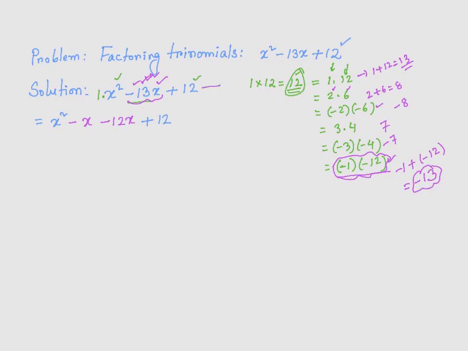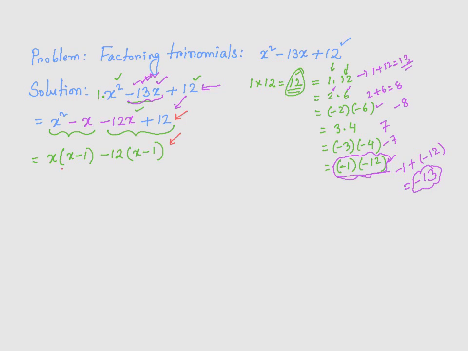In the process, I have taken a trinomial and converted it into a quadrinomial, and now I am going to group them. So basically I'm going to create a first group and a second group. In the first group, I could factor out an x, that's going to give me x minus 1. In the second group, I could factor out a negative 12, that's going to give me x minus 1. So in essence, I have taken a quadrinomial and reduced it to a binomial. Remember, a binomial is a polynomial with two terms.